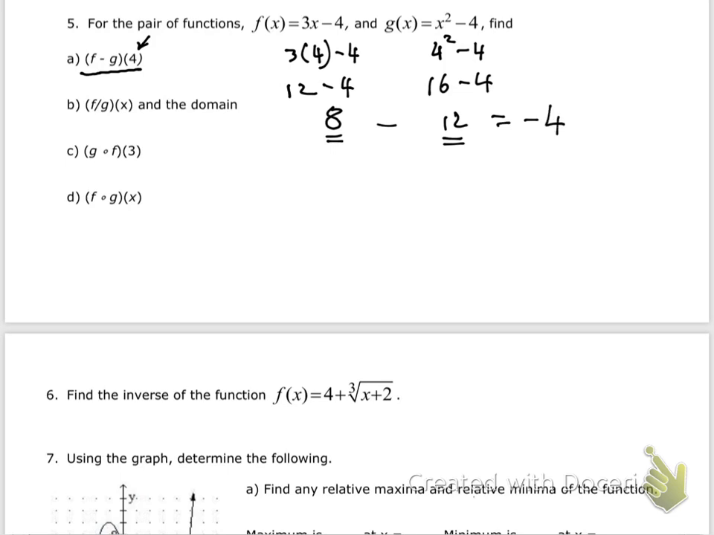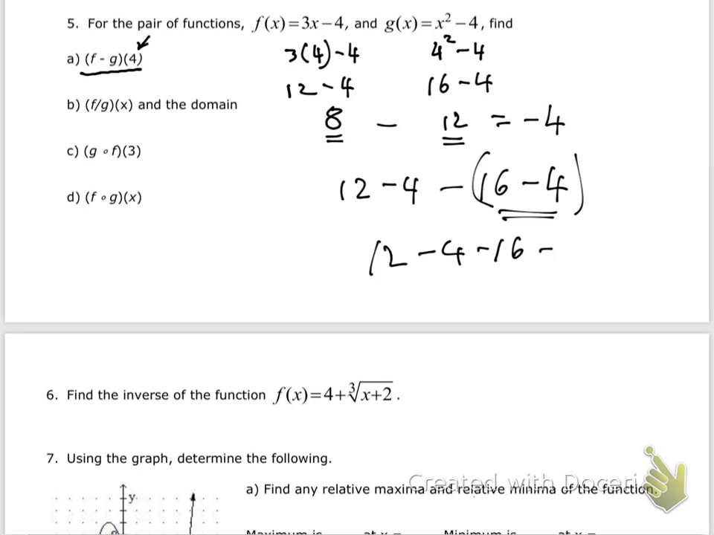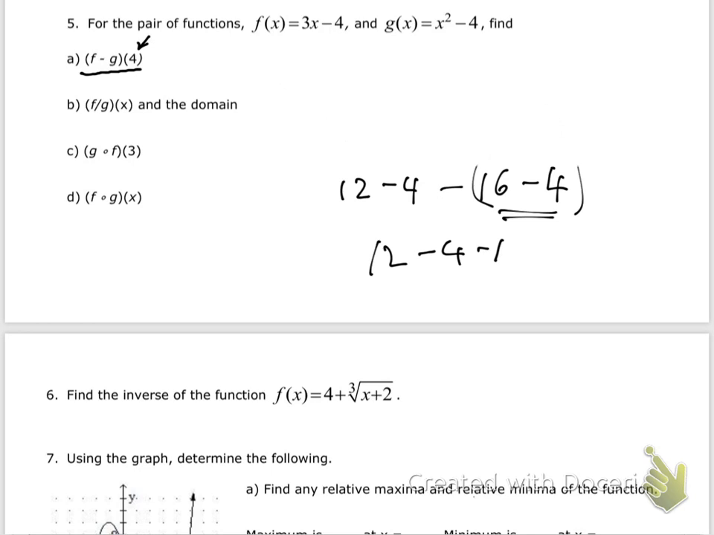Please be careful, do not write this. I've seen this done before. People sometimes write, you've got 12 minus 4 from the f of x. You then subtract 16 minus 4. No, you don't. You do that. That is 12. So be careful of that, because I've seen some people just go 12, take away 4, take away 16, take away 4, and you're not going to get the correct answer. For one thing, that should be plus 4. Think about that.